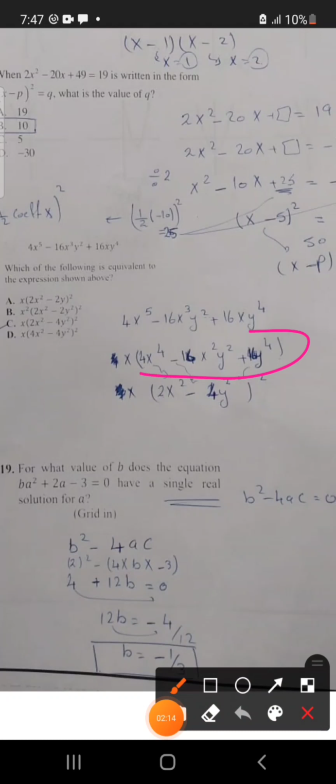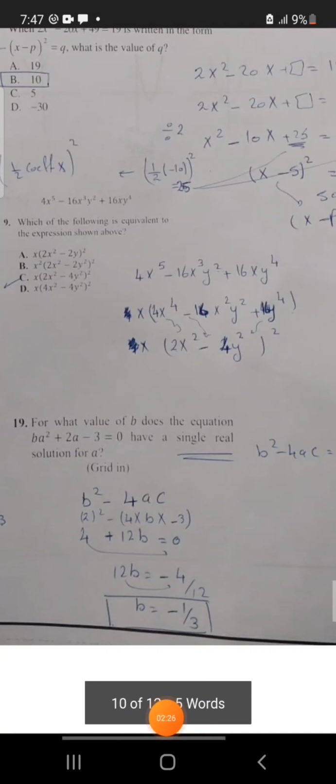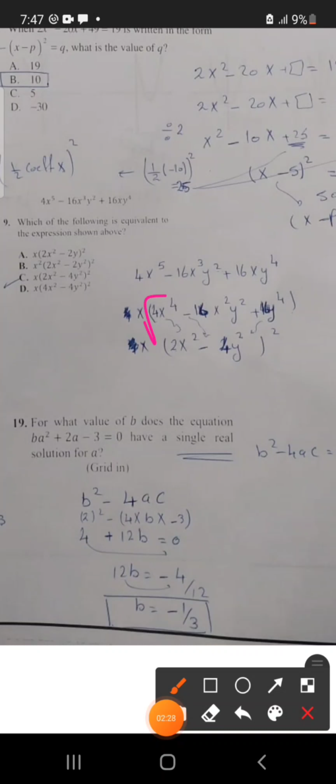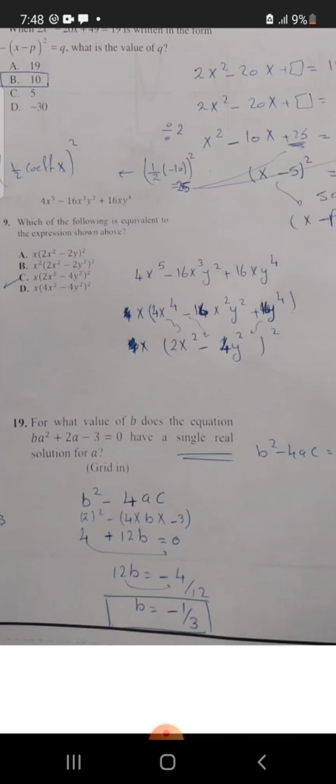You found from this bracket you wanted to get a square, complete the square. So what you will do, you will take the square root of the first, the square root of the third, and take the middle sign. The square root of 4x to the power 4 is 2x squared. The square root of 16y to the power 4 is 4y squared, and put the middle sign, which is negative.